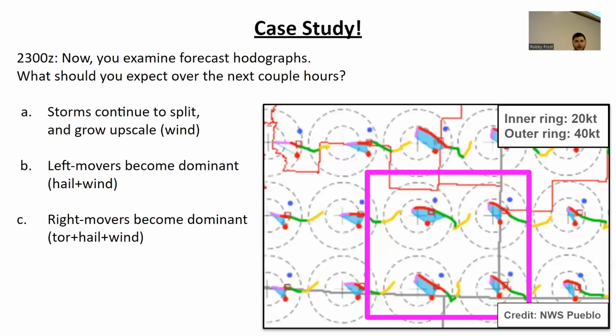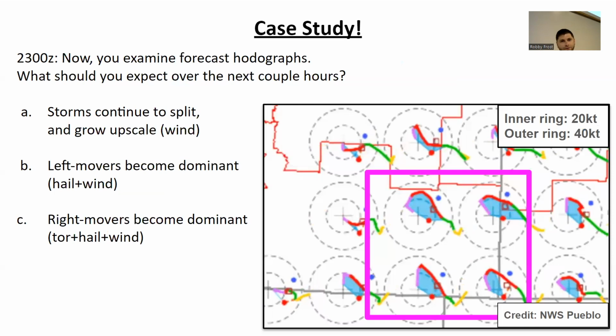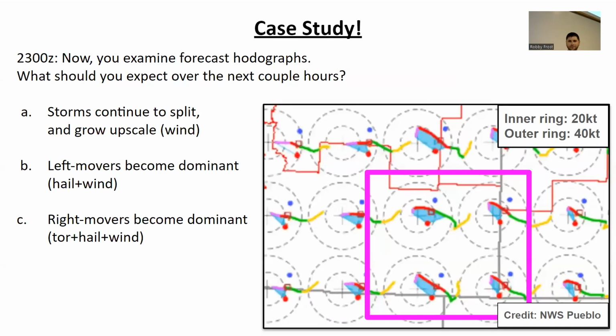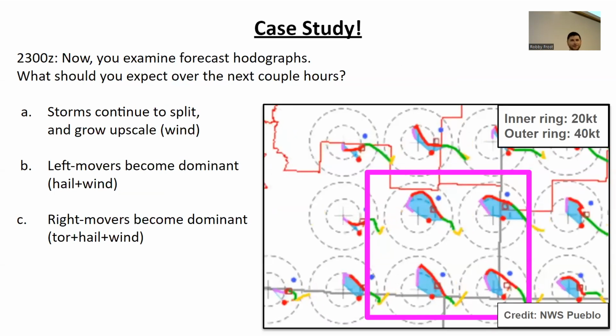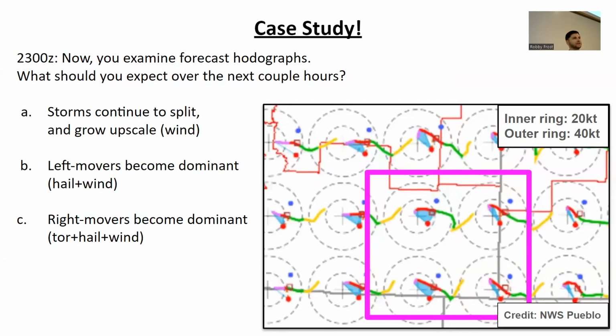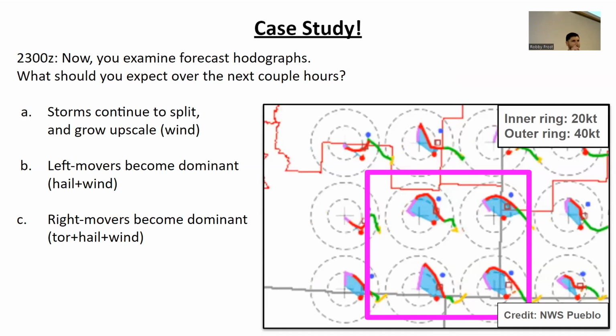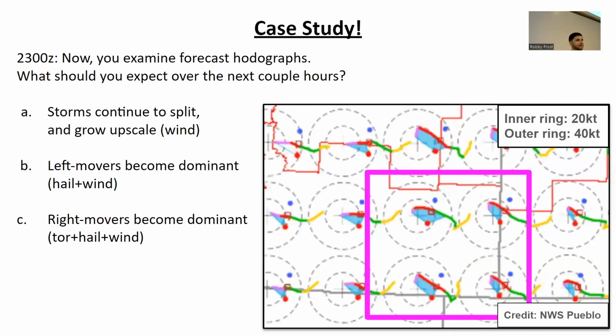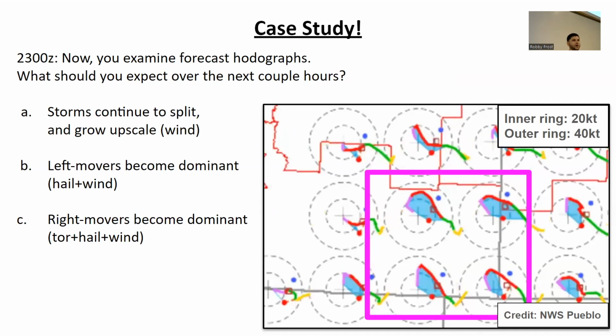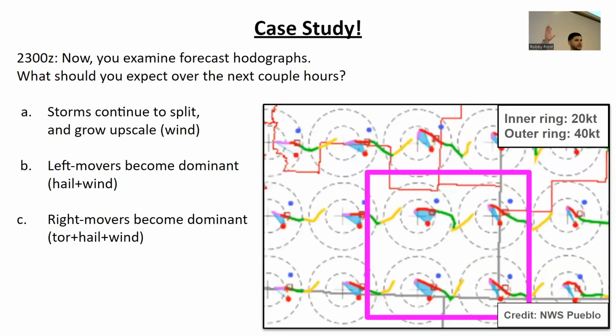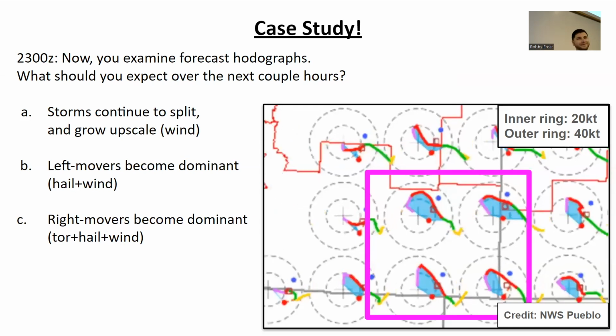Okay, let's move to 23Z. You're examining forecast soundings, and something's changing here a little bit. What do you expect to happen with this storm evolution over the next couple hours? Another hint here is forcing for ascent remains constant, so we're not expecting a giant derecho to move across.